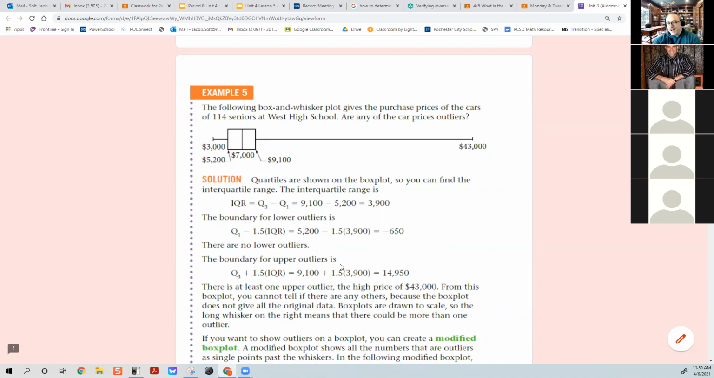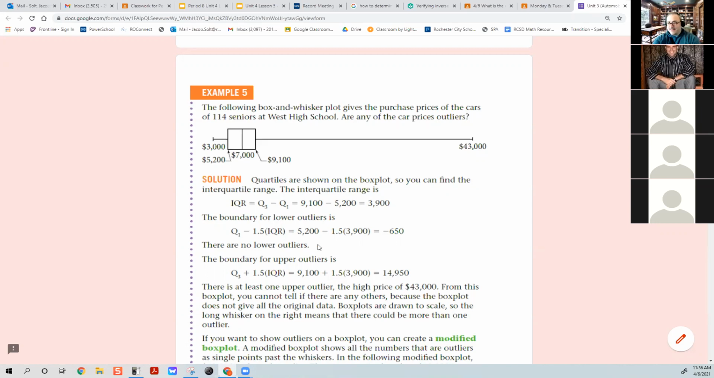Let's then find the boundary for the upper outliers, right? We would take the Q3. Q3 is the 9,100. We're going to take the IQR, which was 3,900, multiply it by 1.5 to find out what 150% beyond the IQR would be, and then we'll add the two numbers. 9,100 plus 1.5 times the IQR gives us 14,950. That tells us that any car value over 14,950 would constitute an outlier, right? Any car value over 14,950 would be an outlier.